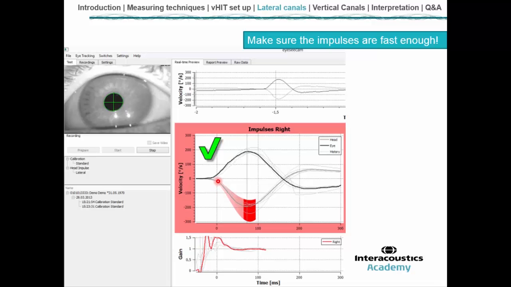We also need to make sure that the peak of this head movement is occurring by 80 milliseconds. If this occurs before 80 milliseconds, which is denoted here, then the impulse will not be counted. But if the impulse falls within the criteria, we get a green tick. If it falls outside the criteria, we get a red cross telling us that the impulse is not of sufficient quality.